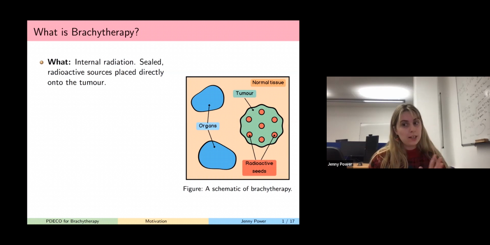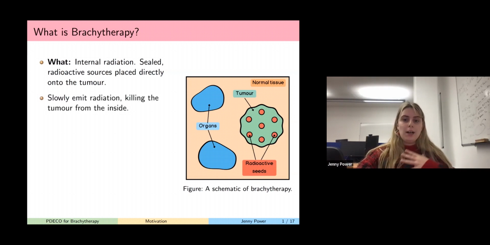Brachytherapy is slightly different in that it is internal radiation. Brachytherapy comprises little seeds of radioactive material, which are stored in capsules, and these are then surgically placed onto the tumor themselves. So it's a really great form of treatment. Everything can be quite localized, and that means you get quite a high dose. It's actually quite efficient. What these seeds do is they slowly emit radiation, killing the tumor from the inside.